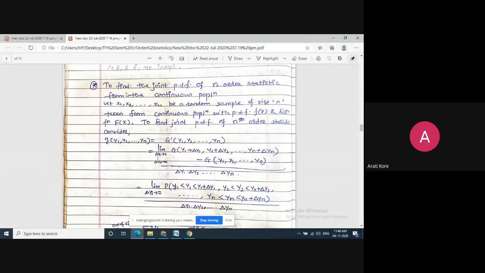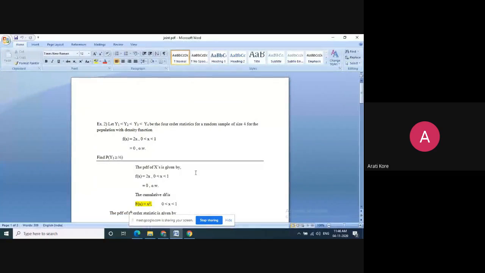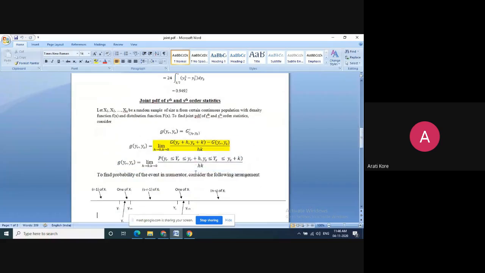So for that, let X1 to Xn be a random sample of size n taken from a continuous population with PDF small f_X and distribution function capital F_X. To find the joint PDF of n order statistics, consider g of y. We want to obtain the expression for g of y1, y2 up to yn. Now, if you remember the same steps, I'm going to repeat over here. Which steps? The steps we did for the joint PDF of the rth and sth order statistics.